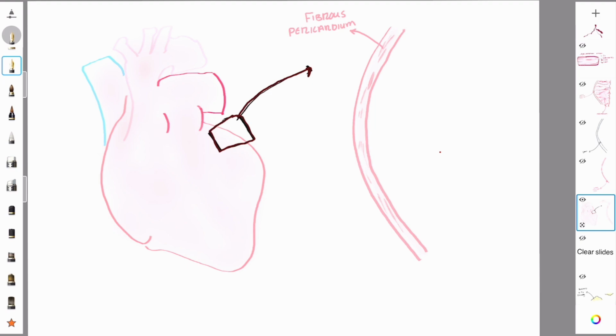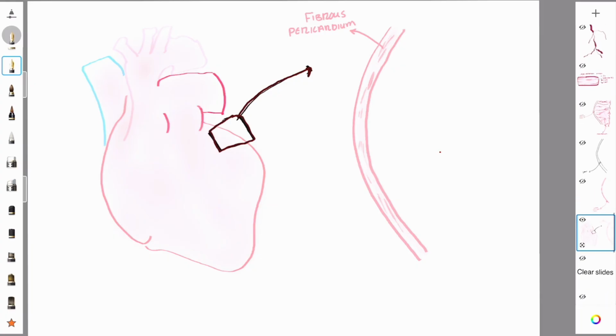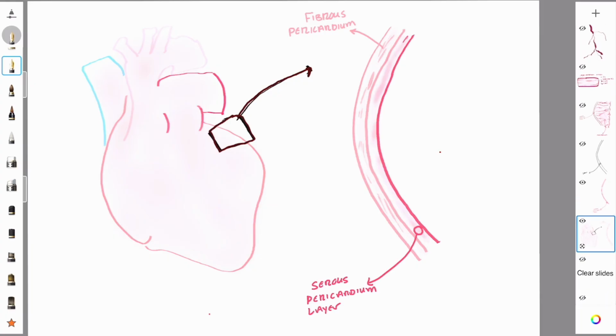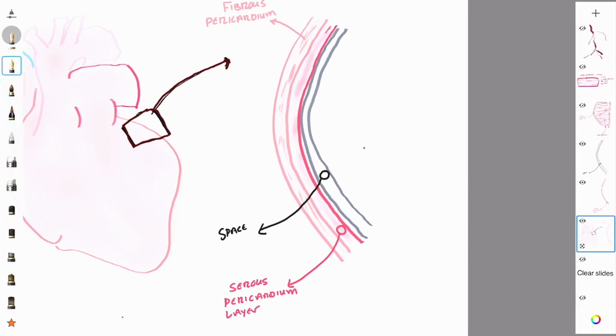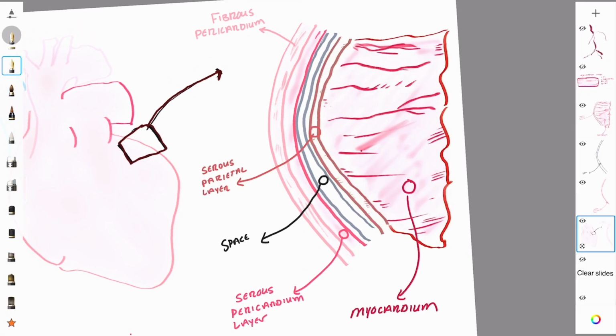layers, right? And I'm not really too concerned with these layers because, like I said, it's not an anatomy course, but this is what's in your slides as well. So we see a couple of these different layers here, right? Then we get some space. And then once we get to the space, we get to this myocardium here, right?